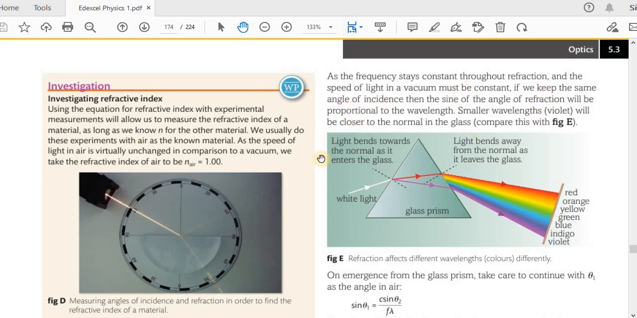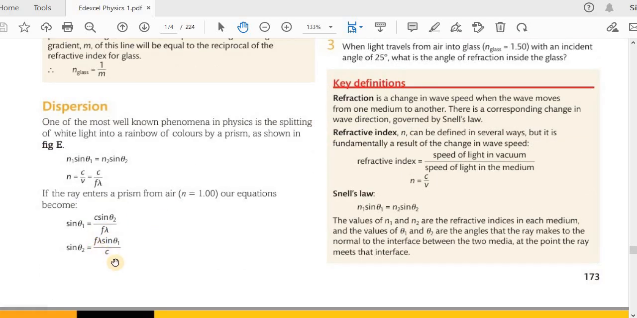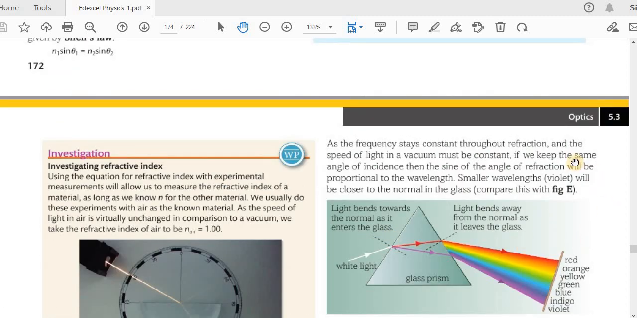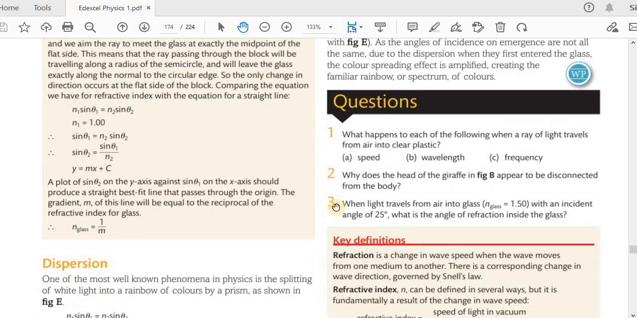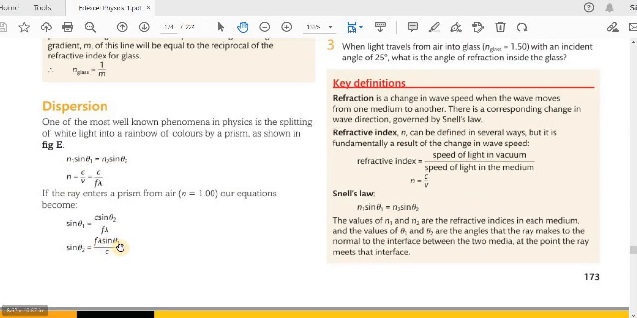If we keep the same angle of incidence, and remember theta 1 is the angle of incidence, so we keep this also constant, then we can see f, sine theta 1, c, they are all constant. So that means sine theta 2 depends on lambda. Then the sine of the angle of refraction will be proportional to the wavelength. Okay, I think that's clear, because f, sine theta 1, c, they are all constant. So that means sine theta 2 is proportional to lambda.